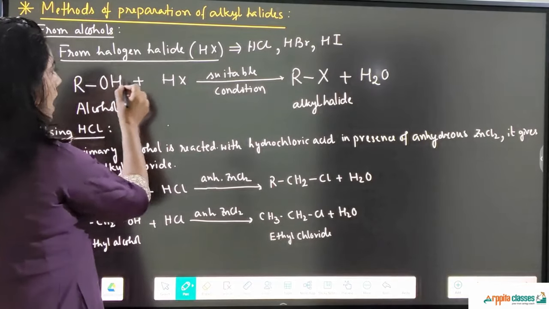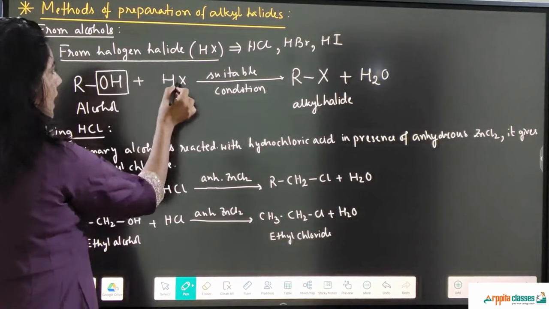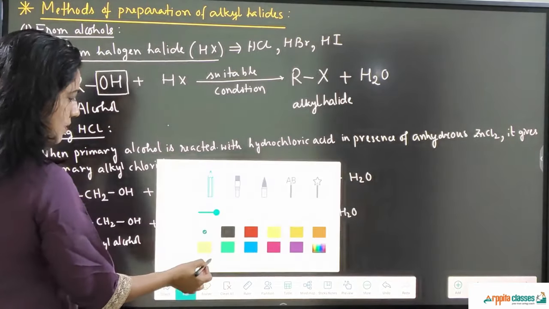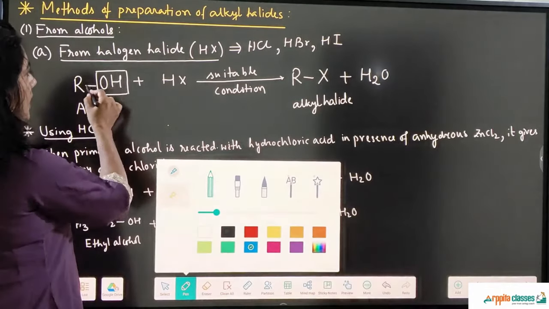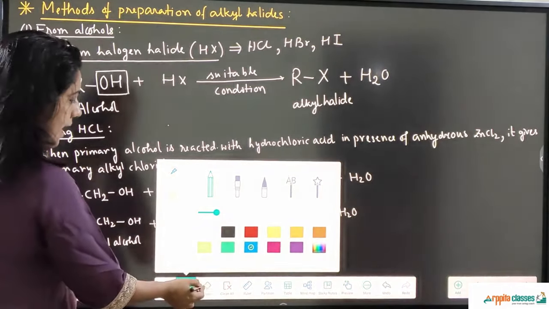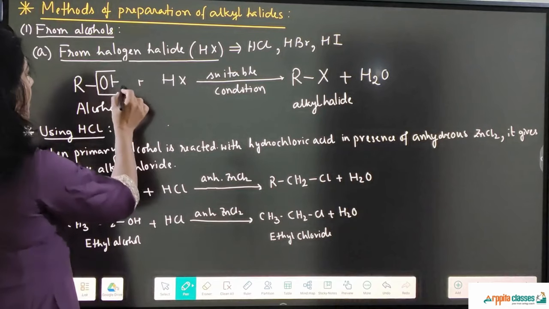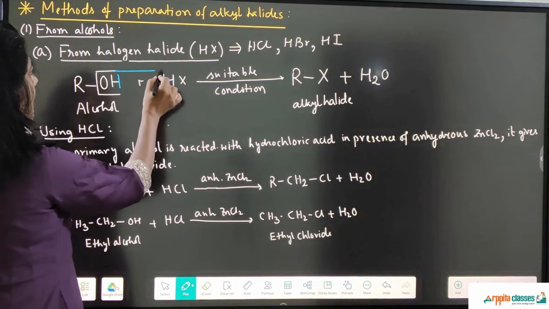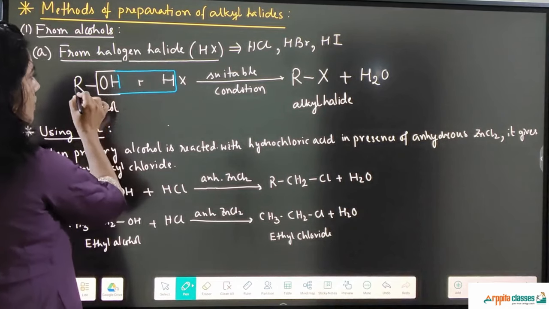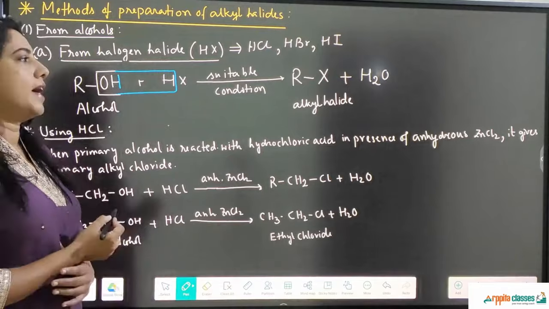So here it will be RX, this OH will be substituted by X. So we are getting RX here, and H and OH will come out as water. I will show you like this. This is your OH and H comes out as water. So RX is your alkyl halide and H2O comes out as water.